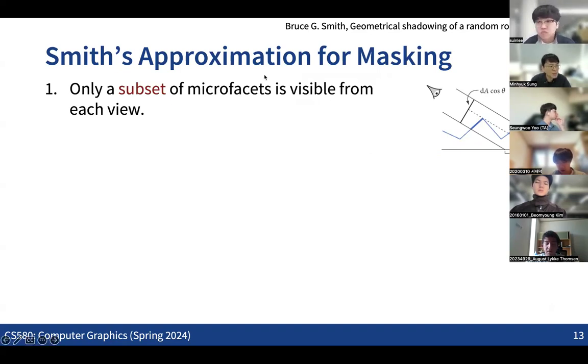In the Smith approximation, there are a couple of things. The first thing is that we are assuming that we are only seeing a subset of the microfacets, which is visible from each view. When you look at a specific macrosurface here, we are only seeing this projected region as the visibility area. So this will be the subset of the microfacets that will be visible from each view.